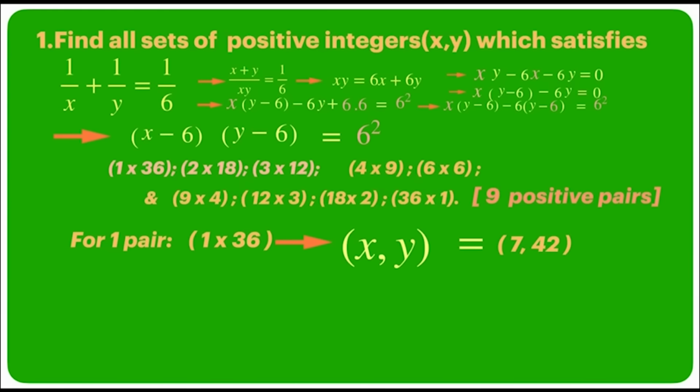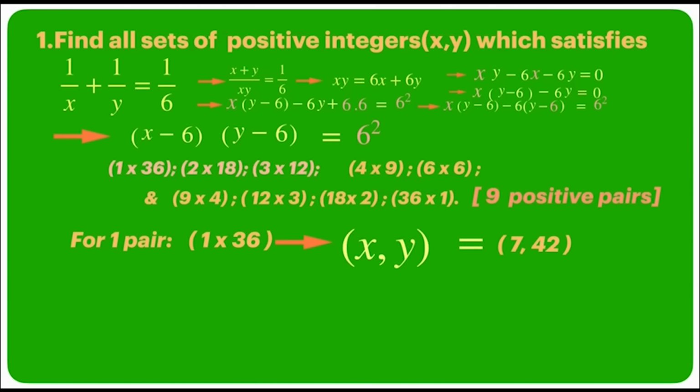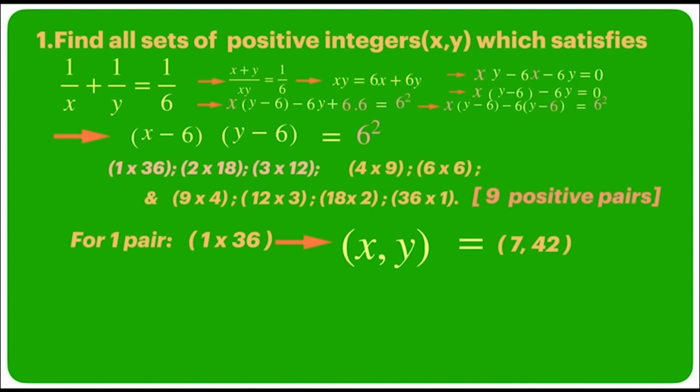And for the next pair of factors, that is 4 into 9, we can get another value of x and y, that is x minus 6 equal to 4 and y minus 6 equal to 9. So in the same way, we get x equal to 10 and y equal to 15. And for the next pair, that is 6 into 6, also in the same way, we have x equal to 12 and y equal to 12.